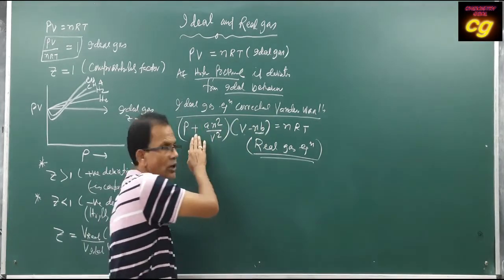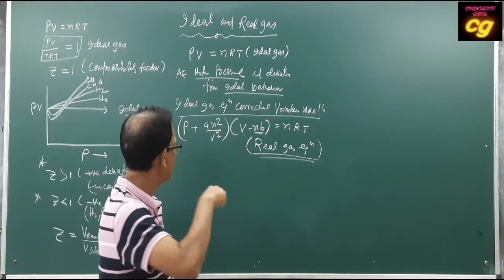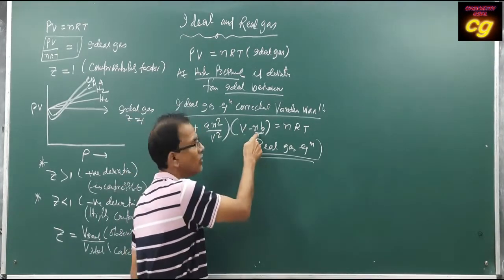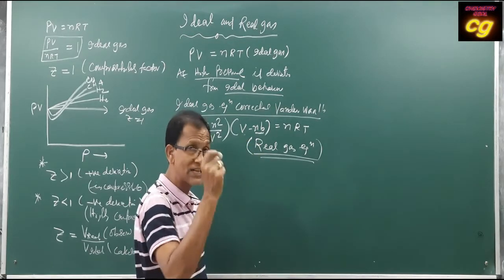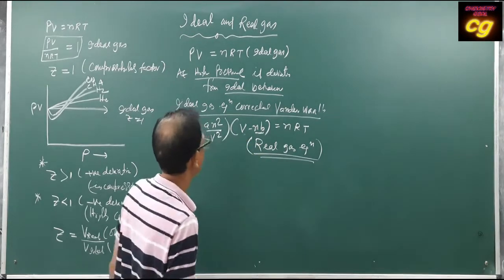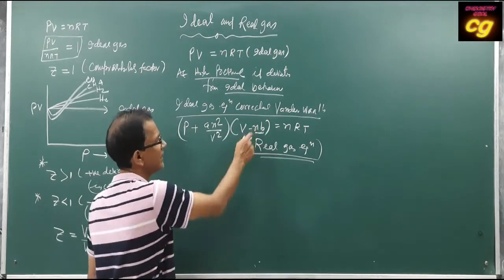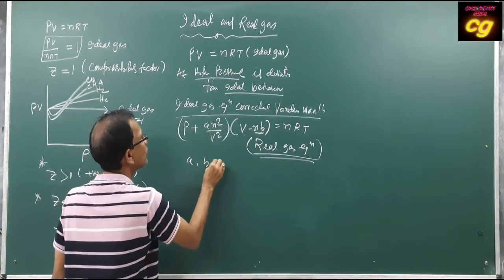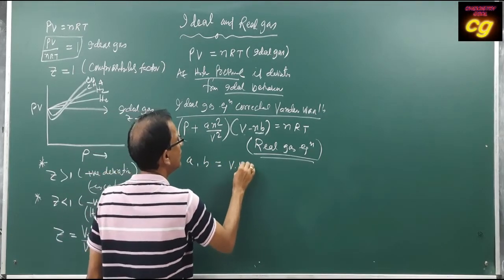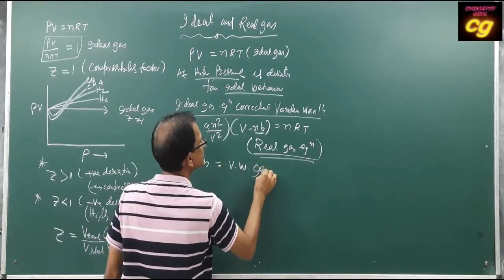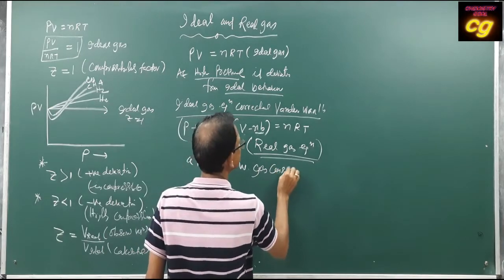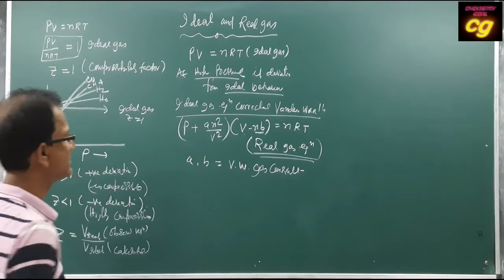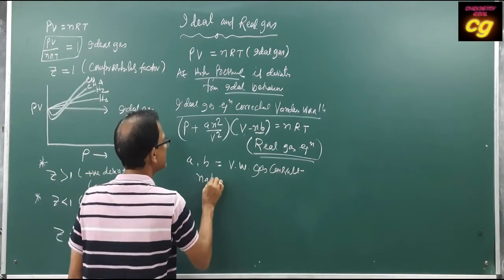In the pressure term, some pressure is added. In volume, some volume is deducted. This volume is called non-compressible volume, which cannot be compressed more. That is called nb. What is n? n is the number of moles. What is a? a and b are called Vander Waals gas constants, and they depend upon the nature of the gas.